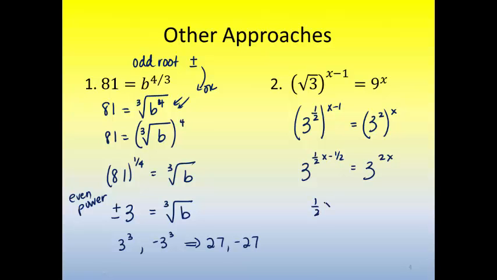Once again, I have 1/2 x minus 1/2 equals 2x. So if I start combining like terms, I end up with negative 1/2 equals 3/2, that's 1.5 x. And if you were to multiply by the reciprocal, I'd have 2/3 times negative 1/2, which should result in x equaling negative 1/3. And that's our final example.